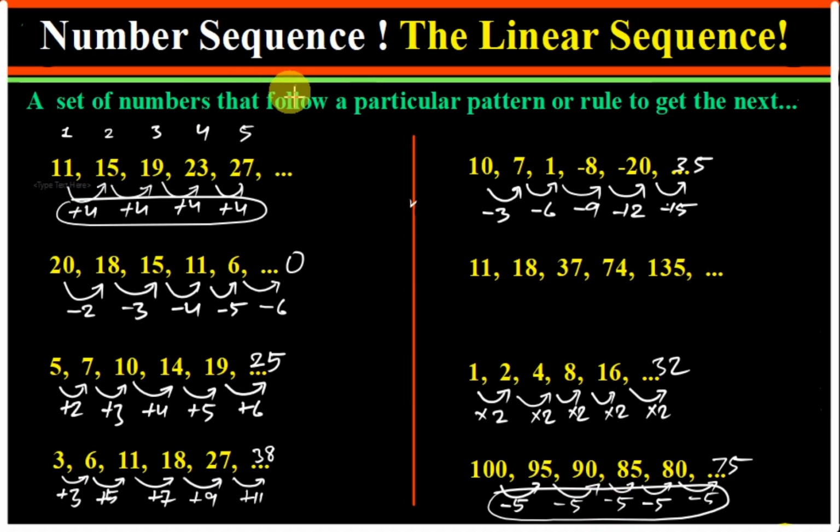So when any number sequence is either increasing or decreasing by the same amount all the time, then that type of sequence is called a linear sequence. And all other sequences like these are called non-linear sequences. So in this video, we are going to discuss only linear sequences, and non-linear sequences we'll discuss in the next video.